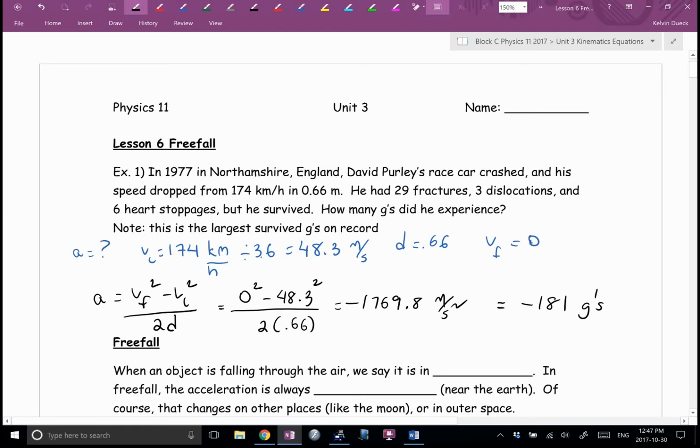The magnitude, how many G's? Mathematically, that's as though, because all of you have 1 G normally, that's like he had 180 extra people dogpile on him. You can imagine a stack of 180 people. That's what he experienced. He felt 180 times his own body weight at that moment in time.